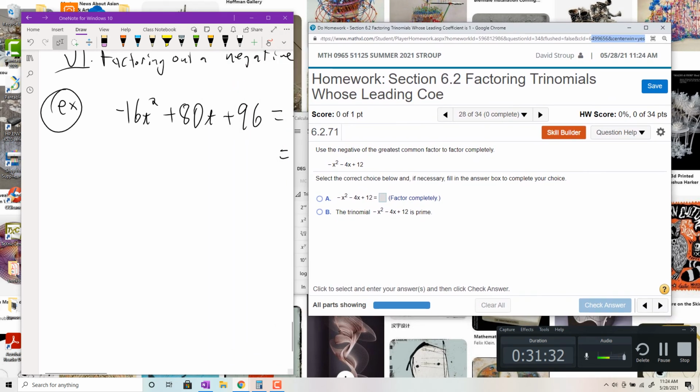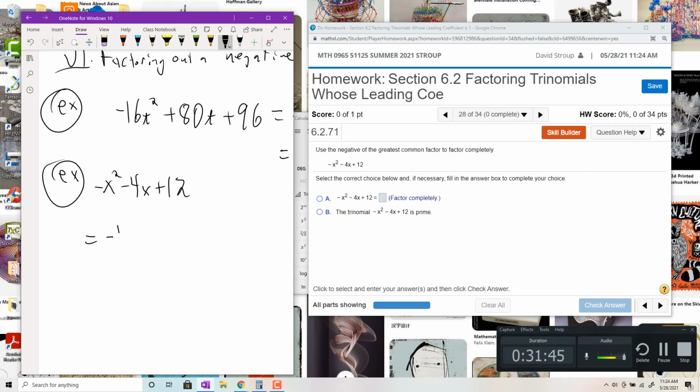Use the negative of the greatest common factor to factor completely. For example, negative x squared minus 4x plus 12. So just like what we did here. The only thing you factor out is a negative 1. So I'll have x squared plus 4x minus 12. And that'll be negative.